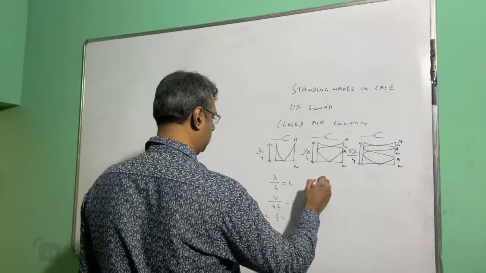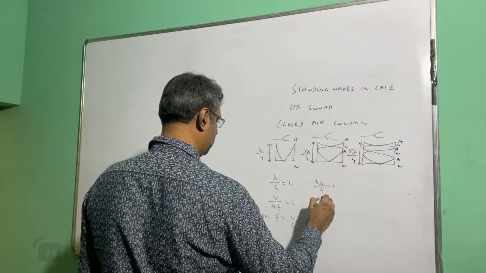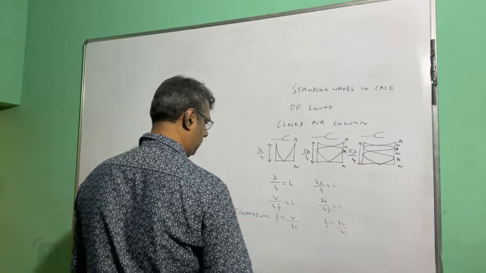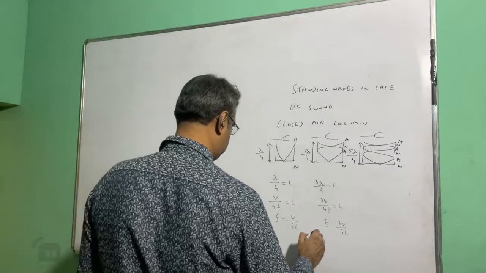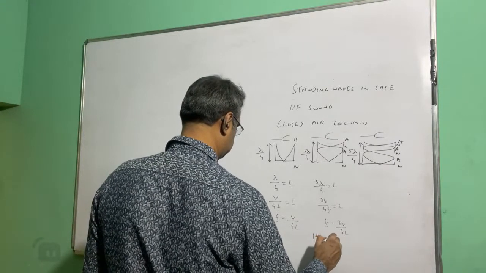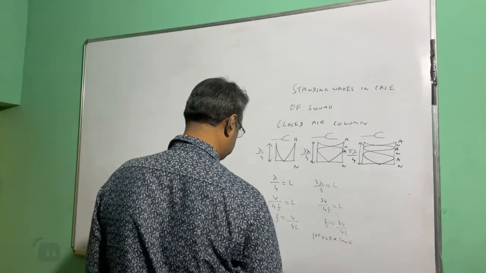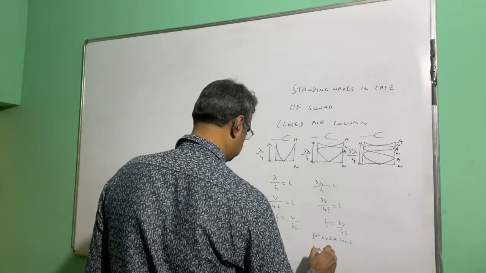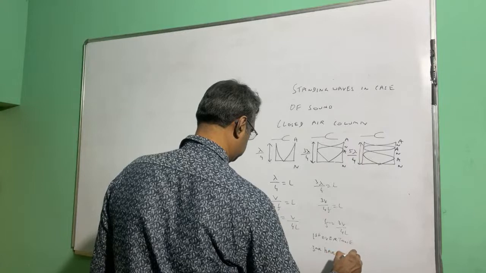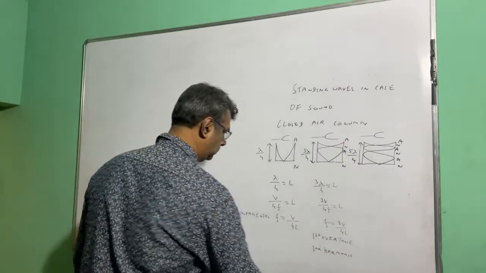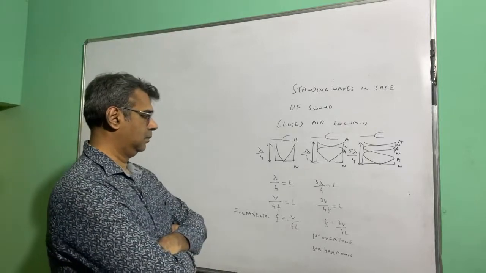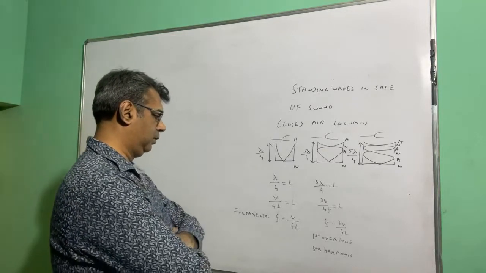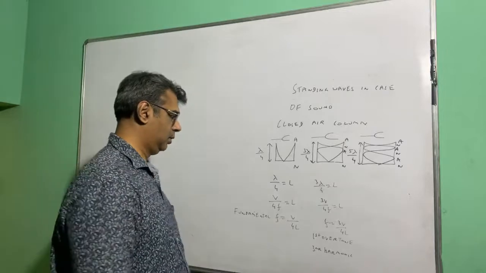In the second diagram, 3 lambda by 4 is L, so 3V by 4F is L. So F is 3V by 4L, so this is first overtone. It is also called third harmonic.